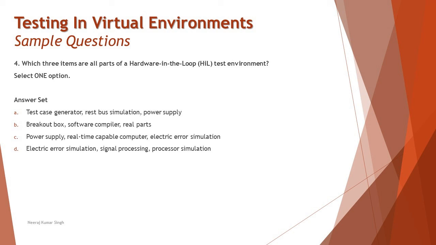C, power supply, real-time capable computer, electric error simulation. Yes, as per the standards, these are the right set of components for the HIL. But let's give a try to D, electric error simulation, signal processing, processor simulation. Of course, processor simulation is not a part of the hardware in the loop, that is the HIL test environment, as real hardware is available for the test objects. So definitely we won't need any kind of simulation happening here at any point of time. So the right answer here is C, that is power supply, real-time capable computer, and electric error simulation.